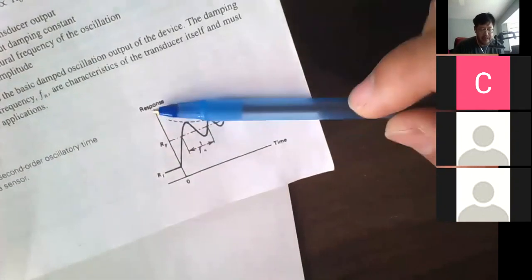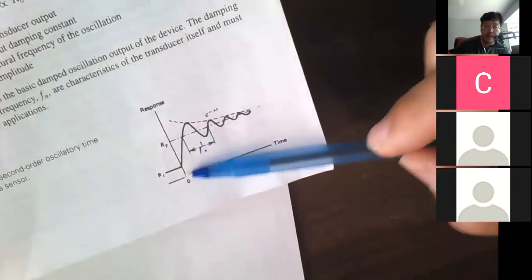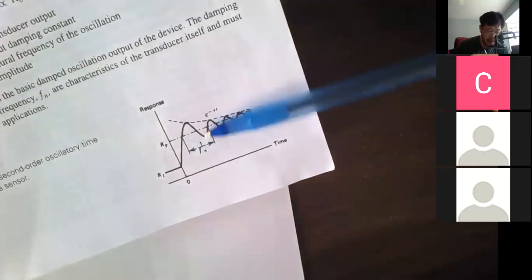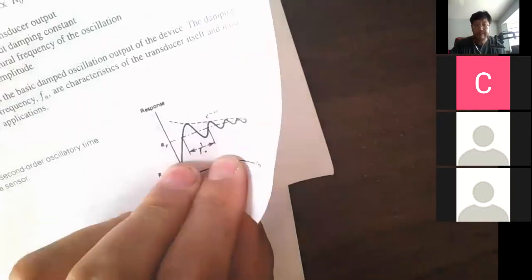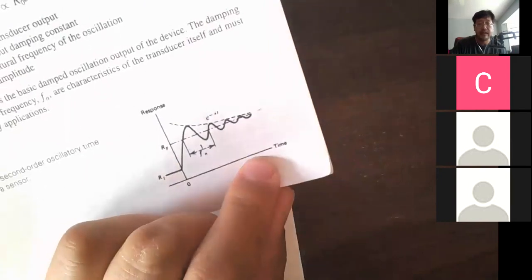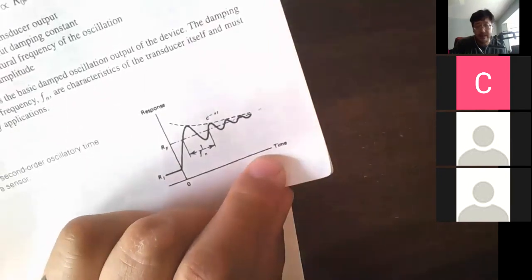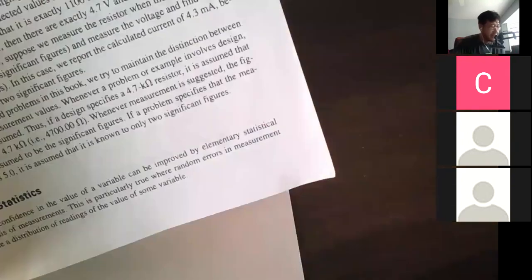It's exponential, but it's called second order exponential. So it's more difficult and not as common. So we just skip that second half.